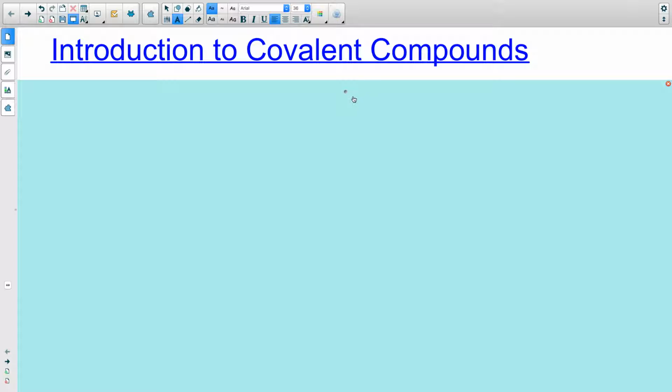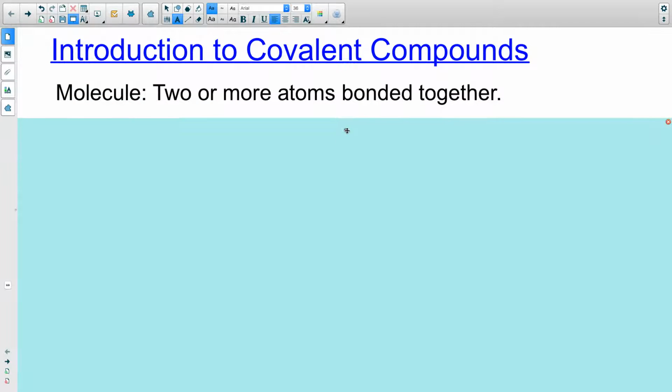Before we get into what covalent compounds are, we need to review a couple of items from earlier in the quarter. So you will recall that a molecule is when two or more atoms are bonded together with each other.